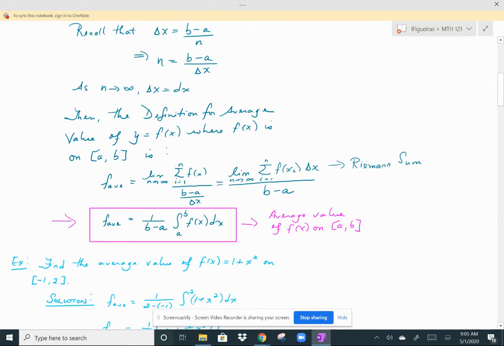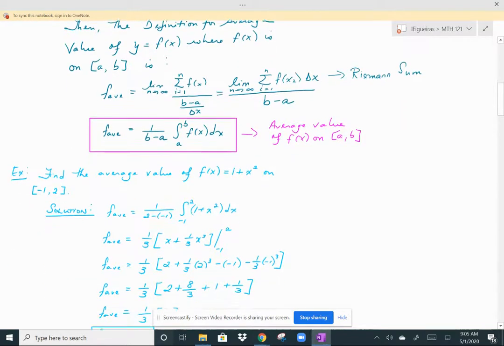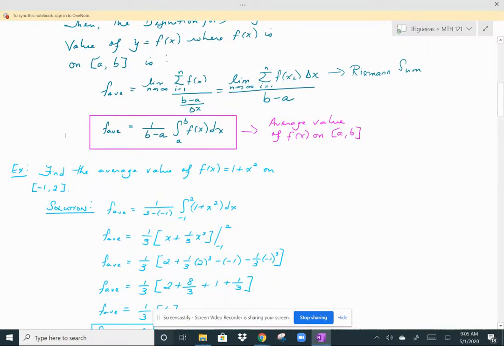All right, so let's use this definition in order to compute the average value of a function. So we want to find the average value of f of x equal to 1 plus x squared on the closed interval from -1 to 2. So you're basically just plugging into the formula that we just discussed. So I have the average value is 1 over 2 minus -1 times the integral from -1 to 2 of 1 plus x squared dx.